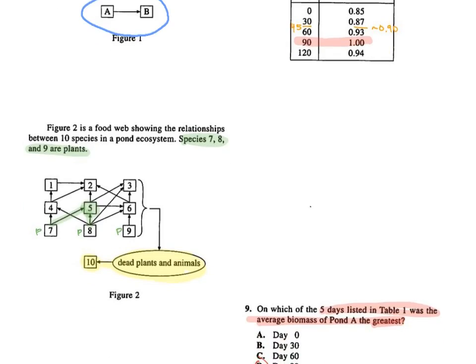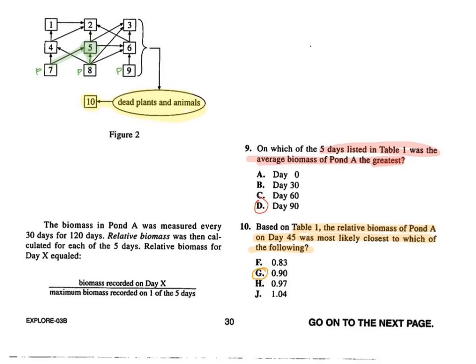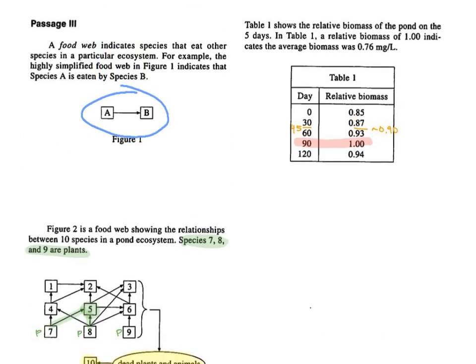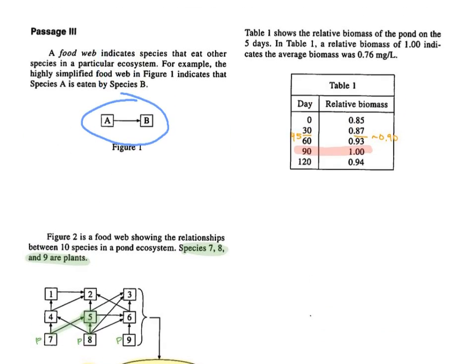Figure 2 is showing a food web, and it mentions that species 7, 8, and 9 are plants. We also have the biomass of pond A being measured. And the relative biomass was what was calculated, which is just the biomass on one of the 5 days divided by the maximum biomass out of those 5 days. And it was recorded in Table 1 here.